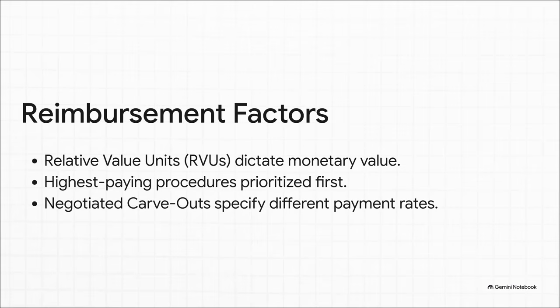Of course, it's not always just basic math. Reimbursement amounts are heavily influenced by relative value units, or RVUs, which assign a specific monetary weight to different codes. Because of how that works, you'll generally want to prioritize and list your highest paying procedures first on the claim. And you really have to watch out for negotiated carve-outs.